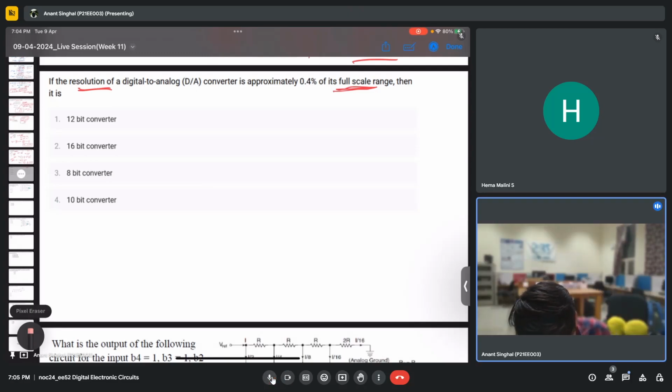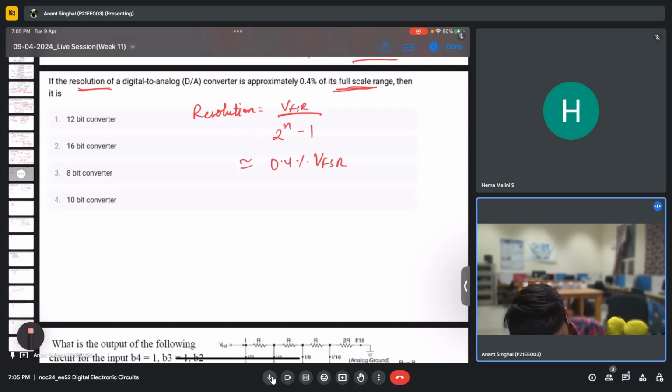So it is given that the resolution for a DAC, which we already know is VFSR that we have calculated in the previous, is approximately equal to 0.4% of VFSR. So basically these two quantities are equal. That is what it is saying. So we need to calculate the number of bits of the converter. We just need to equate these two equations. So it is saying that VFSR times 2 raised to n minus 1 is equal to 0.4%.